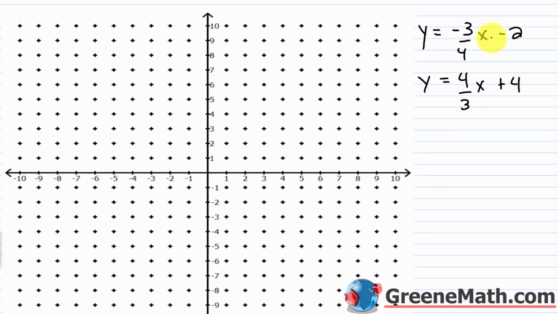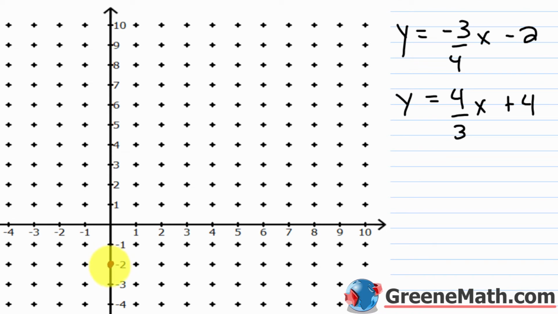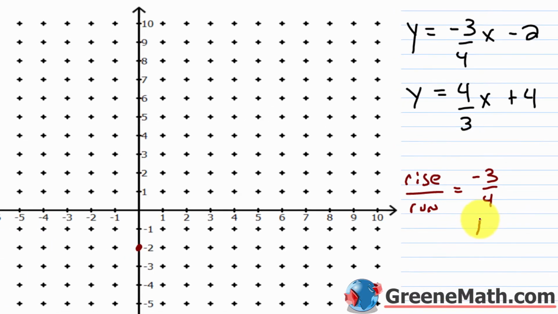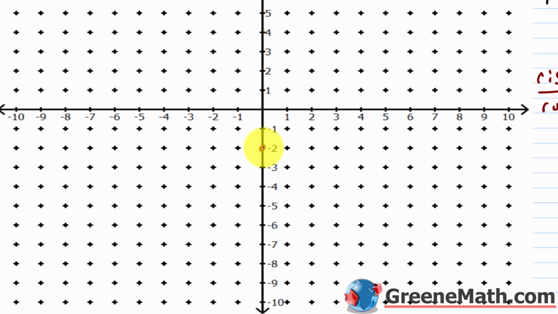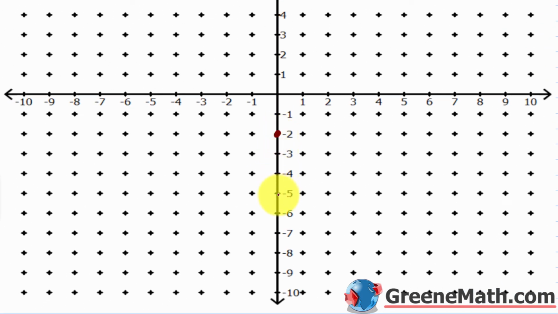So we have a point on the line and the slope. For the first one, the y-intercept is going to occur at 0, -2. So that's right there. My slope is -3/4. So again, with rise over run of -3/4, or you can think about this as 3 over -4, doesn't matter. In the first scenario, I would fall 3, 1, 2, 3, and I would run to the right 1, 2, 3, 4.